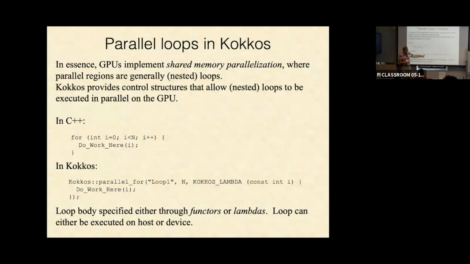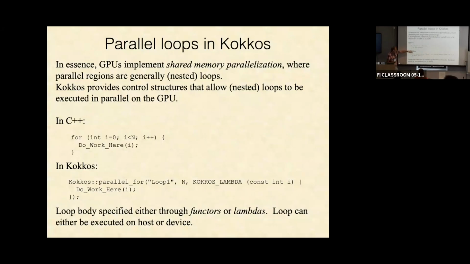You tell it a name for the loop. That's great for debugging. You don't have to give it a name, but you can. You tell it the range, and then you tell it what work to do through these lambda functions, which are part of C++. Basically, whatever is below this line gets inserted into this lambda, and that's the work this is going to do. This is exactly the same as the body of the loop, and that doesn't change.